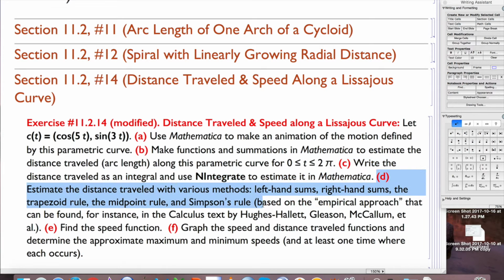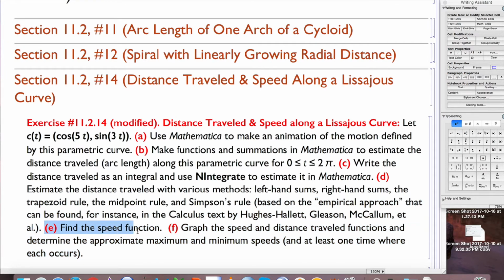Part D is kind of a nice add-on, just talking about numerical integration methods. If you don't care about numerical integration methods, maybe this is a part you could skip. I'll talk about left-hand sums, right-hand sums, trapezoid rule, midpoint rule, and Simpson's rule. In implementing those in Mathematica, I'm going to use something that I call an empirical approach that can be found in the calculus text by Hughes-Hallett, Gleason, McCallum et al., which is not the most common thing to do. I'll talk about that as I get there.